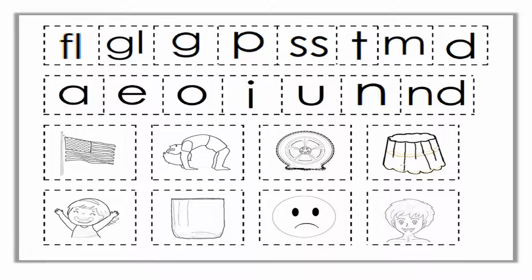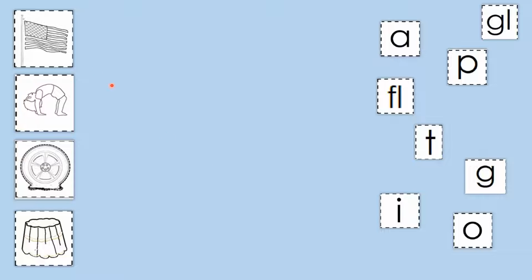If you have this worksheet with you, you are going to cut these pictures and letters around the dotted line. You are going to arrange like this. Pictures on one side, letters on the other side. Then I'm going to show you how to build words using these letters.